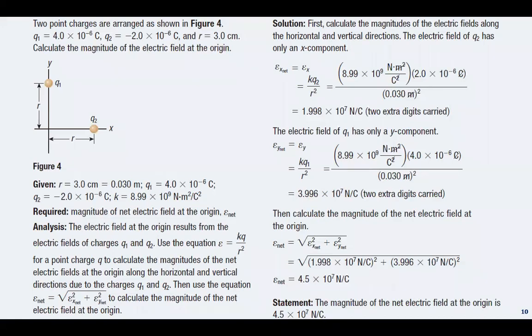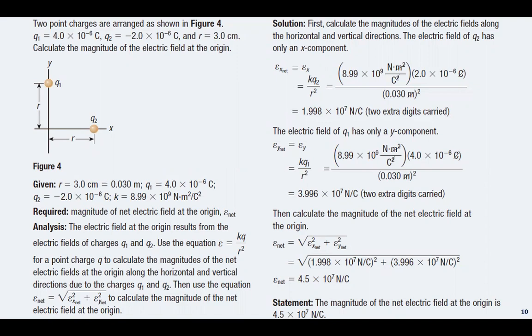Then the electric field of Q1 has only a y component. Therefore, the y component of the electric field at the origin point equals kq1 over r squared, which is 3.996 times 10 to the power of 7 newtons per coulomb.